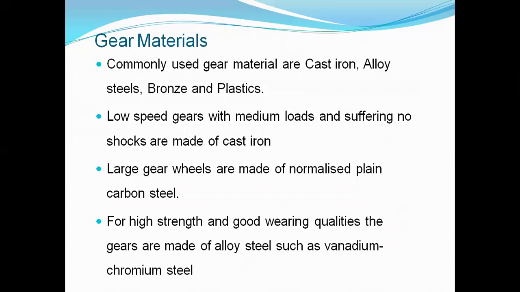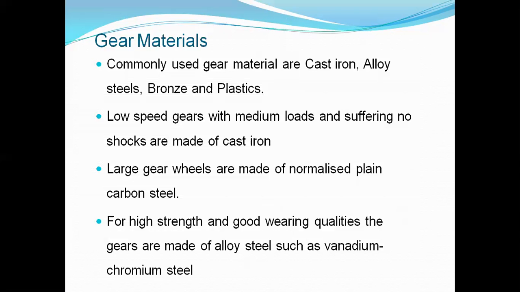And coming to the gear material, commonly used gear materials are cast iron, alloy steels, bronze, and plastics. Low speed gears with medium loads and suffering no shock are made of cast iron. Large gear wheels are made of normalized plain carbon steel. For high strength and good wearing qualities, the gears are made of alloy steel such as vanadium and chromium steel. Okay, so these are the gear materials.